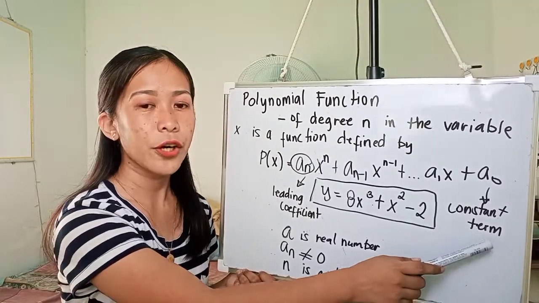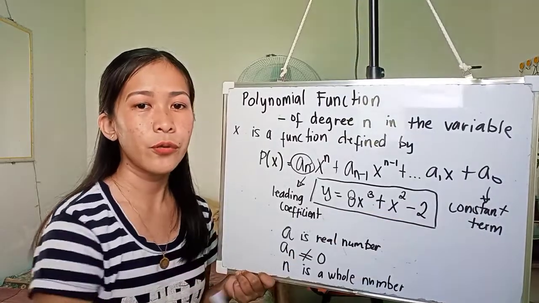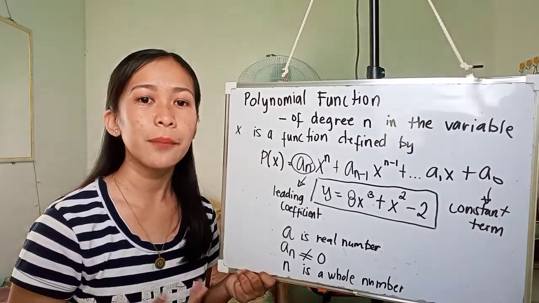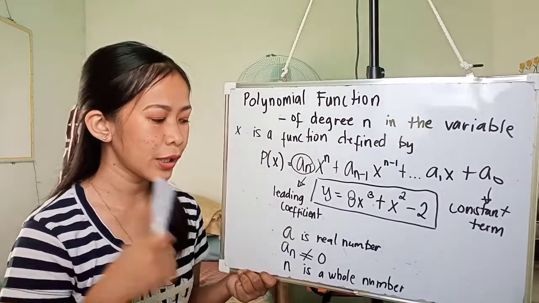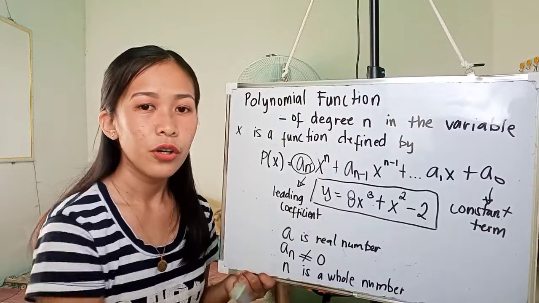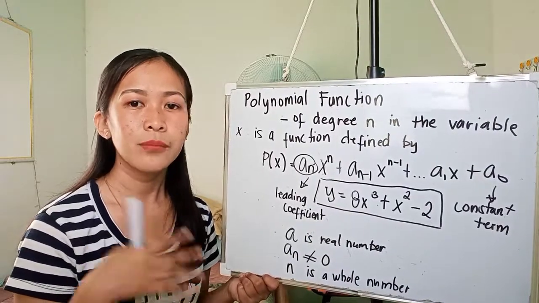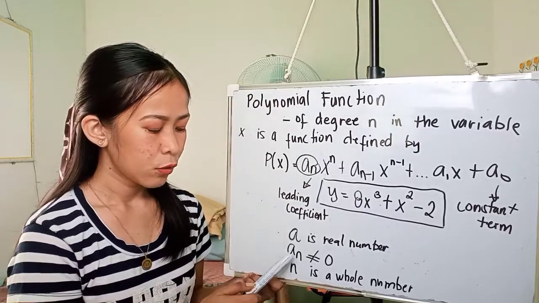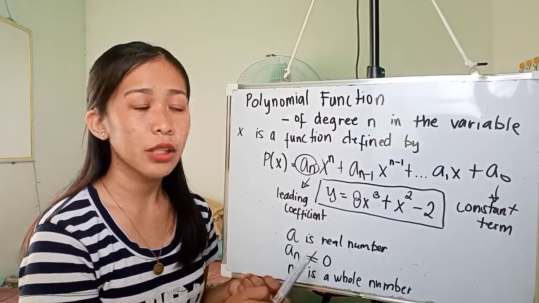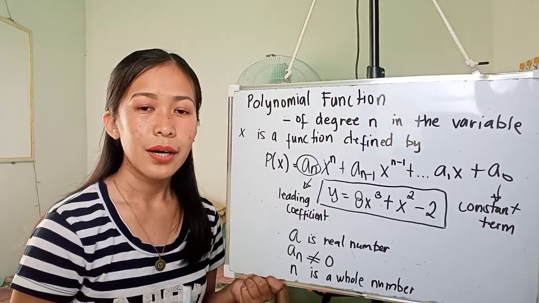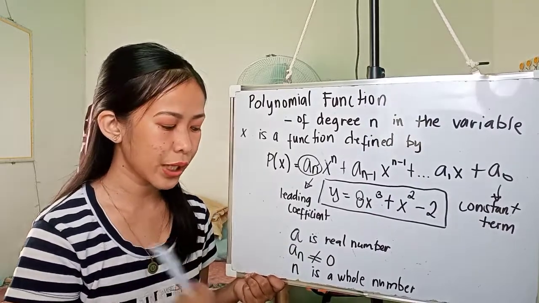The constant term, ito yung a sub 0. Ito naman yung walang variable. Like, a constant lang talaga, number lang talaga siya, real numbers. Okay? So, a is a real number. Dapat yung mga a dito, or yung mga numerical coefficient is a real number, and a sub n is not equal to 0. Hindi pwedeng maging 0 itong a sub n. Okay? Or yung leading coefficient.